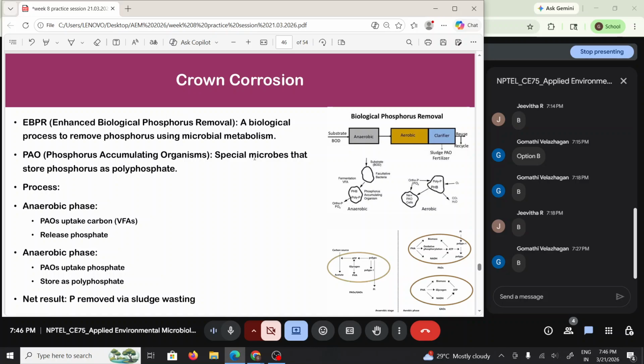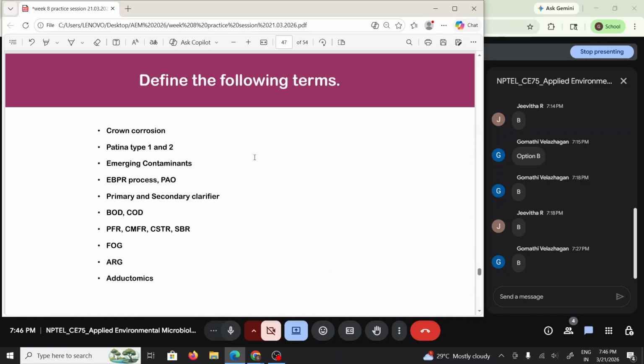So here we are talking about the enhanced biological phosphorus removal system. We have this phosphorus accumulating organism that stores phosphorus as polyphosphate. In the anaerobic phase, they take up the VFAs and form PHBs, polyhydroxybutyrates, and they release phosphate. Then in the aerobic phase, they take up the phosphate and store it as polyphosphate. Finally, these microorganisms are taken out and the sludge is wasted, through which you remove the phosphorus from the system.